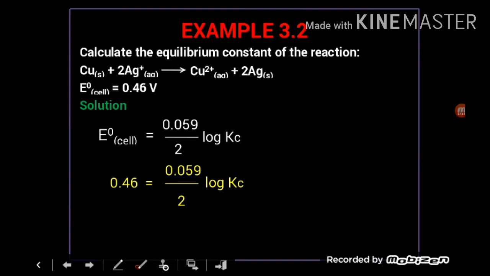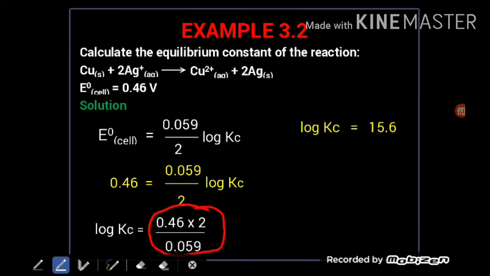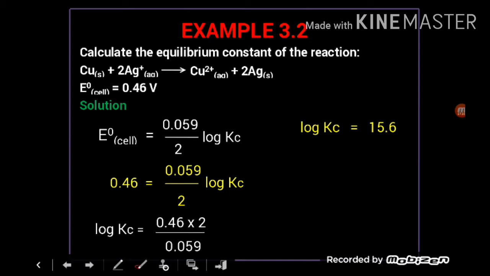Log Kc we have to find, that log Kc is the equilibrium constant. So here log Kc will be equal to 0.46 into 2 divided by 0.059. It is simple maths. Now next task is log Kc. If you solve this, you will find the value that is equal to 15.6. So the value of log Kc is 15.6.